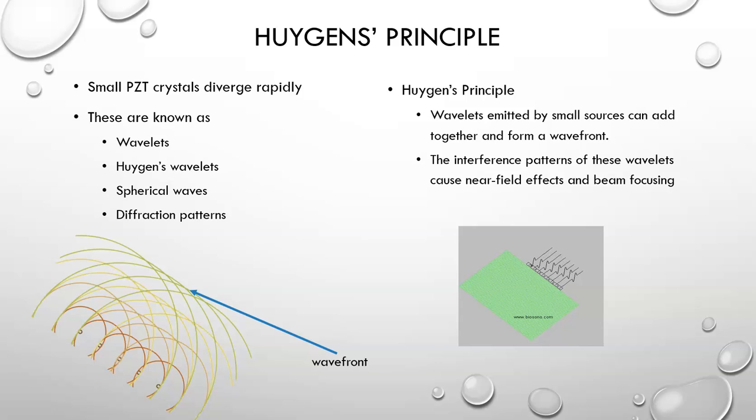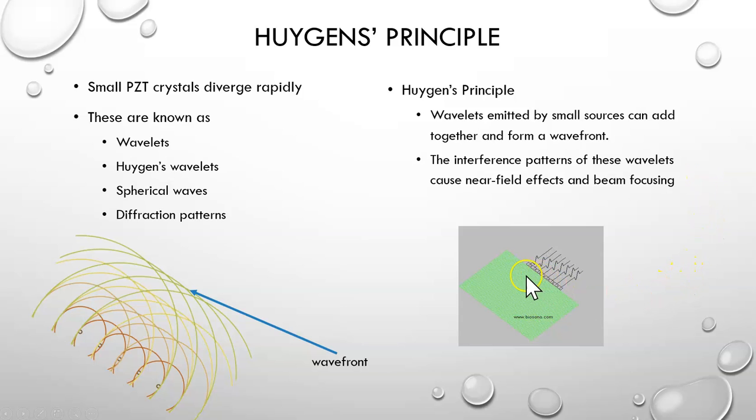There's a principle known as Huygens principle. Huygens principle basically states that when you have small little wavelets, known as Huygens wavelets, they create spherical waves and will create diffraction patterns, and these diffraction patterns will add together and form a wavefront. So we have small little waves, or point sources, and then they create wavefronts. Interference of these wavelets can cause near-field effects and beam focusing.